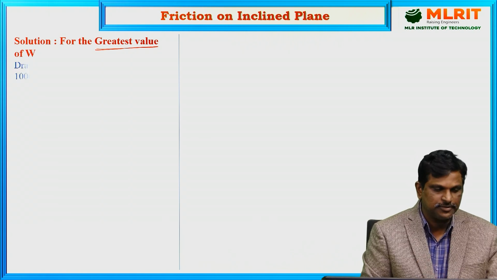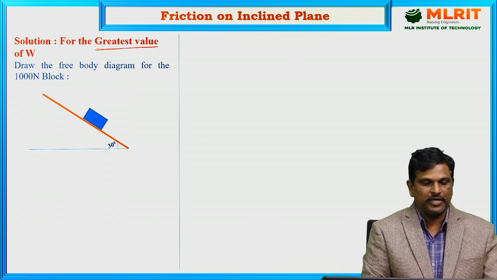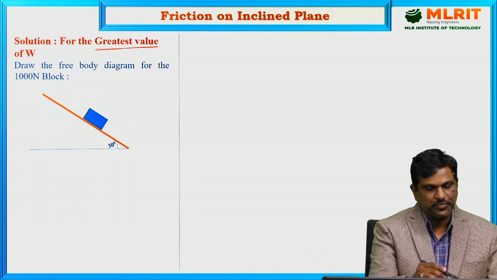Let us look at this. Draw the free body diagram again. The 1000 Newton block is resting on the plane.